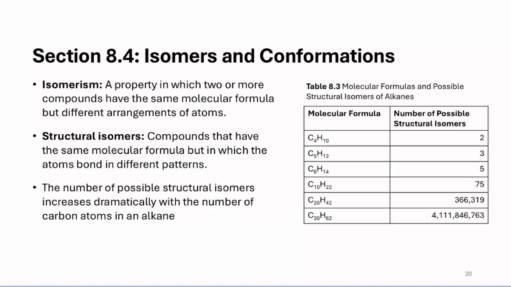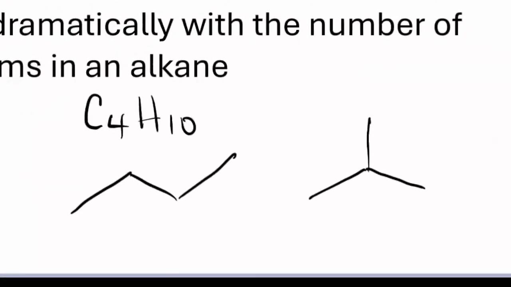formula C4H10. In the chemical formula C4H10, we can draw the molecule butane, which is the skeletal formula. And we can also draw 2-methylpropane. I'm going to zoom in and I'm going to convert these skeletal molecules into condensed formulas so you're able to observe how this turns into C4H10.